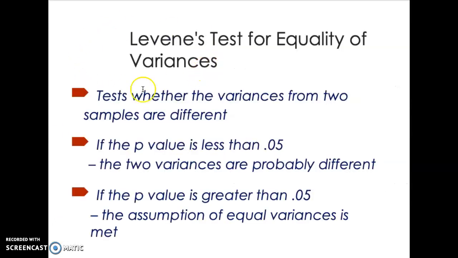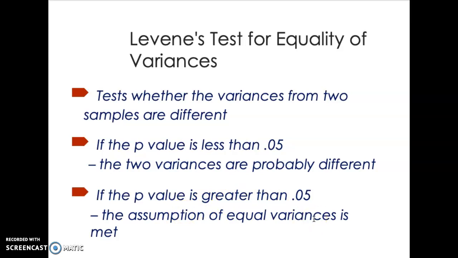So let's look at the first test that comes out from the output of the SPSS, which is the Levene's test for equality of variances. It's a test of whether the variances from two samples are different, since the third assumption of the t-test is that you should have equal variances for your samples. If the p-value is less than 0.05, the two variances are probably different. But if the p-value is greater than 0.05, the assumption of equal variances is met.